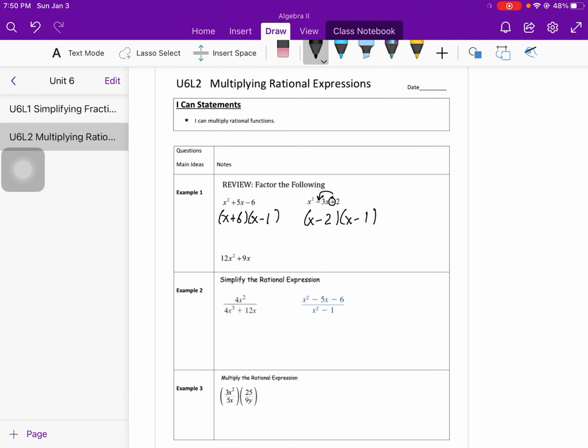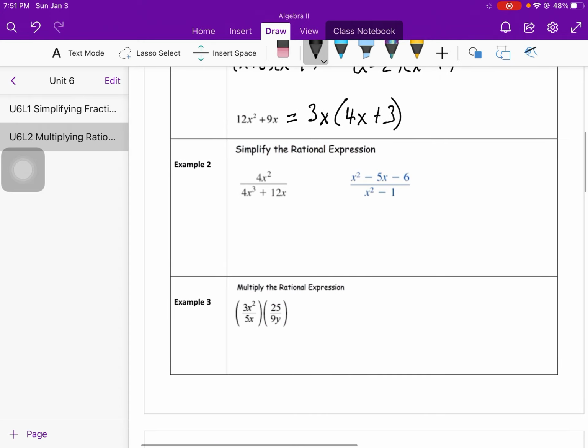And then the last one, now notice we only have 2 terms here. And with this one, all we are able to do is factor out a greatest common factor, which would be 3 and x. And then when you take a 3x out of both of those, you're left with 4x plus 3. And that's as far as we can factor that.